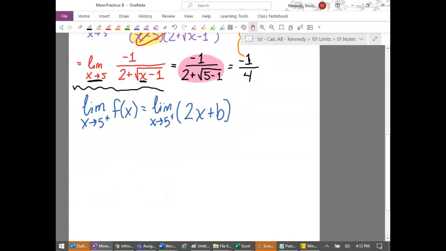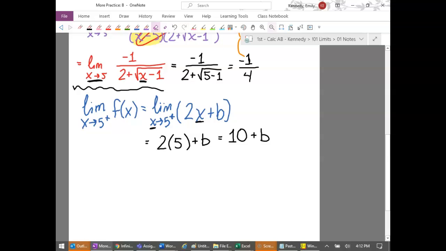And so this is just direct substitution. Instead of letting x approach 5, let's just plug in 5 for x. So this is going to give me 2 times 5, right? Only the x gets replaced. The b is still a b. And so my limit from the right took a lot less work, and we got 10 plus b.